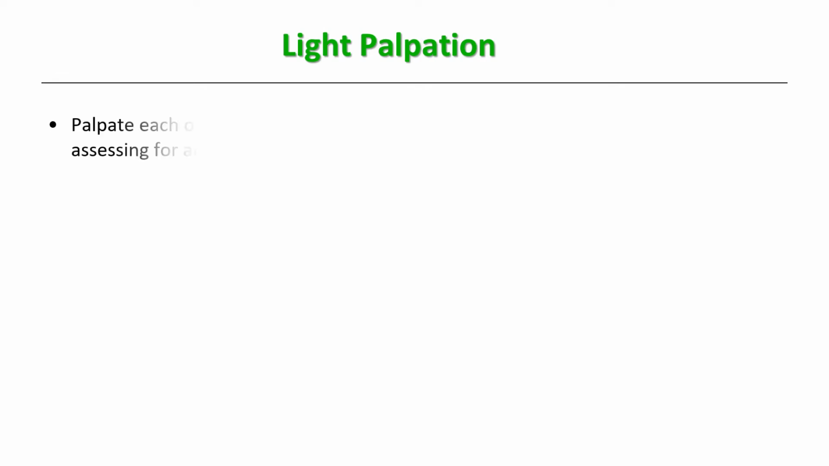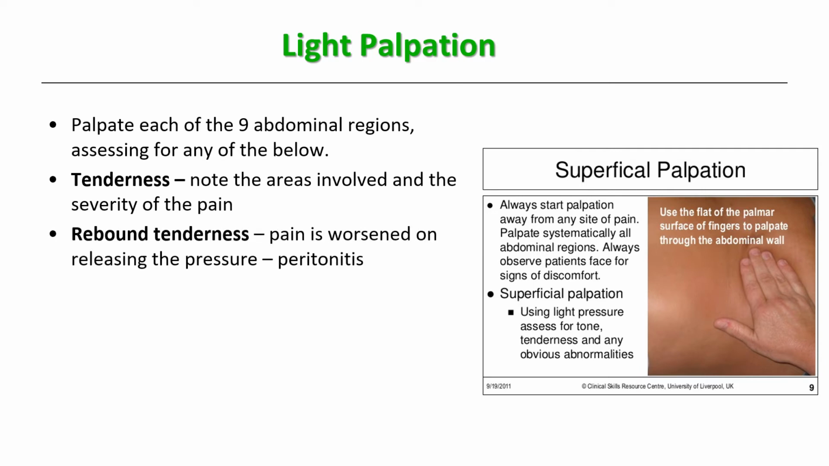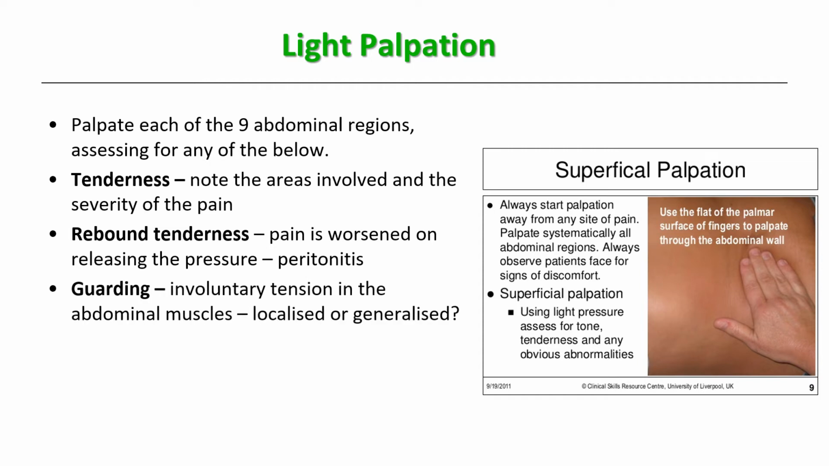Light palpation or superficial palpation. You have to palpate all the 9 abdominal regions and assess for the following. Tenderness. Note the areas involved and the severity of the pain. Rebound tenderness. The pain is worsened on releasing the pressure, which can be seen in cases of peritonitis.